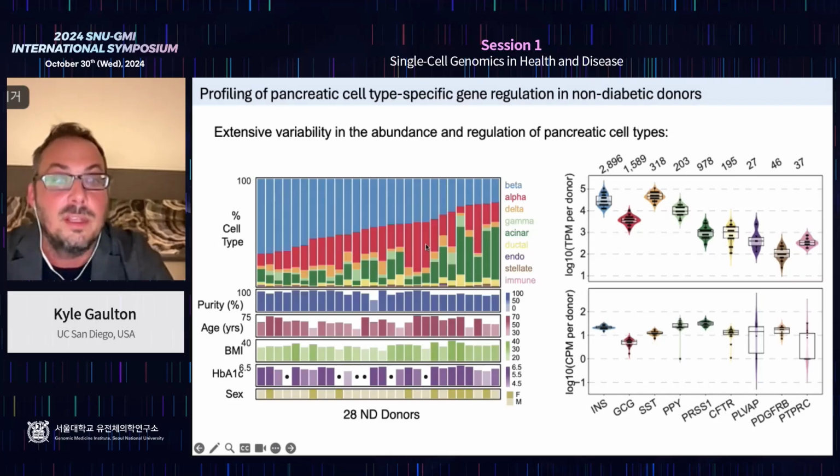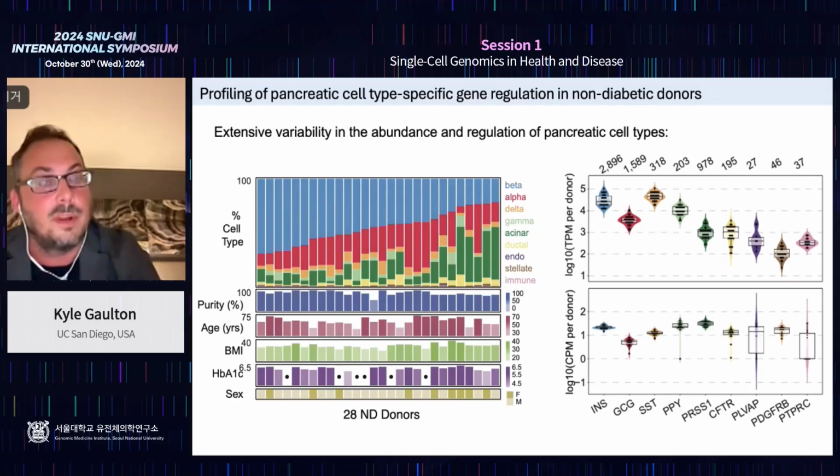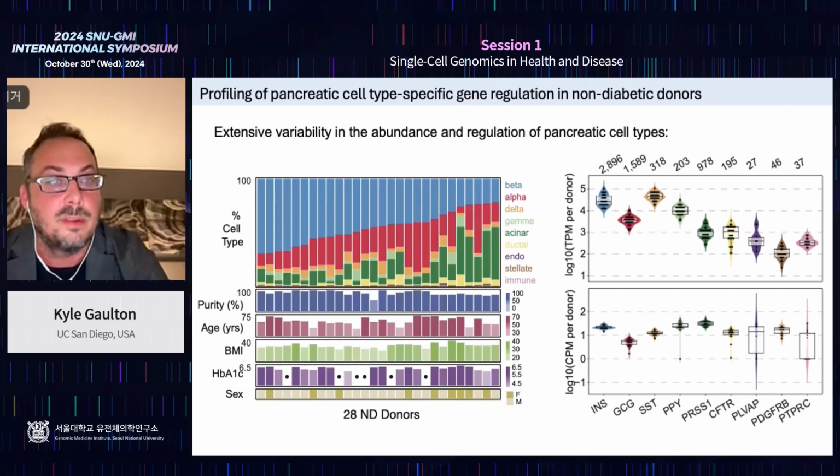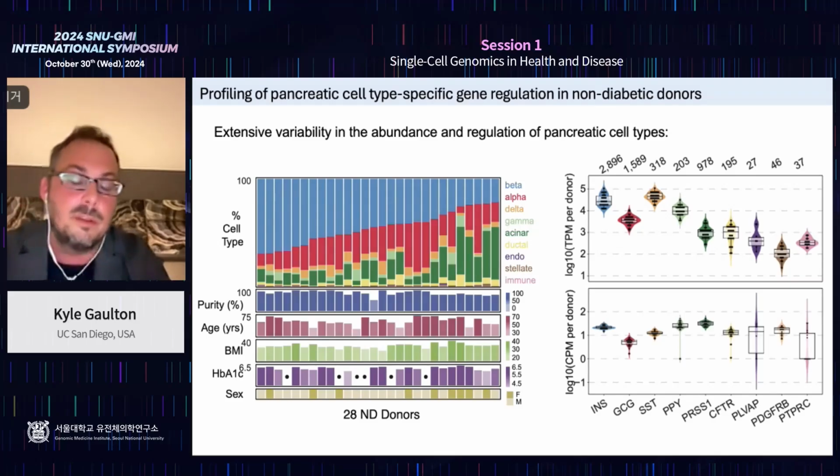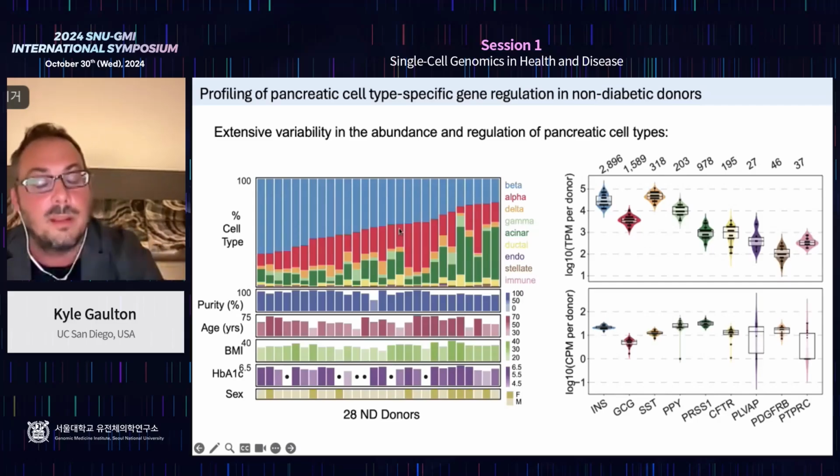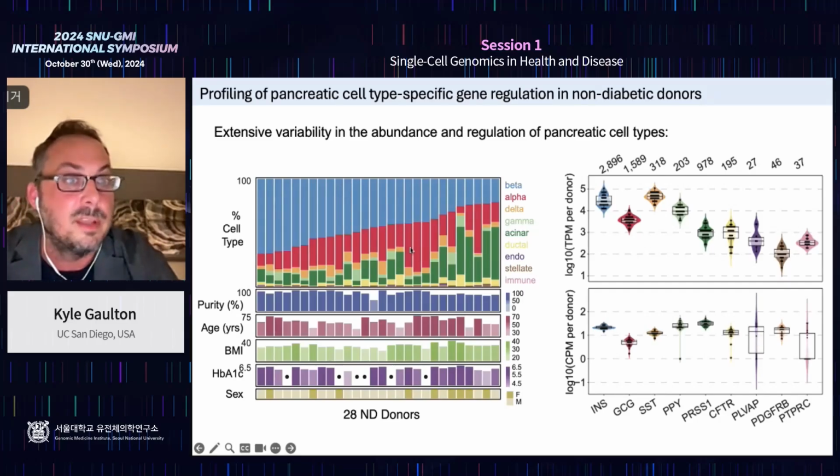Some of that is technical due to how the cells are isolated, and some is also sampling variability, but likely some of this is also biological in terms of differences in cell proportions in individuals, and actually can be quite extreme donor to donor.